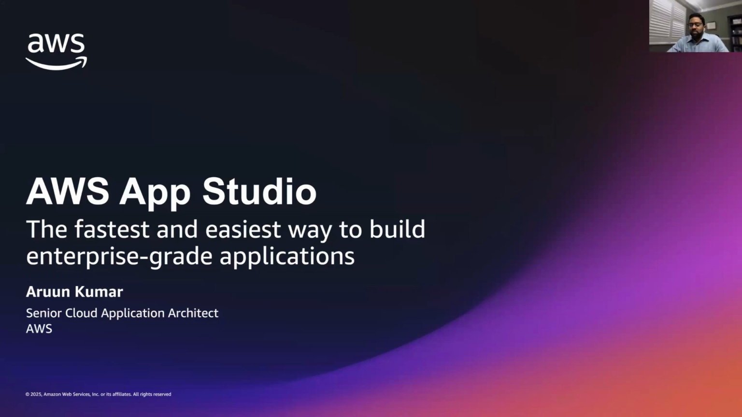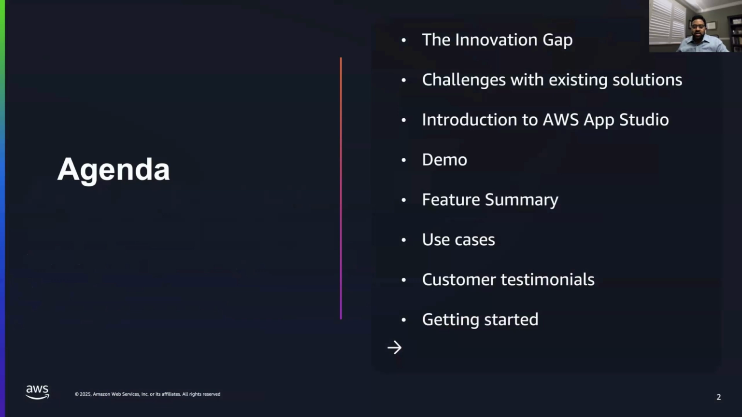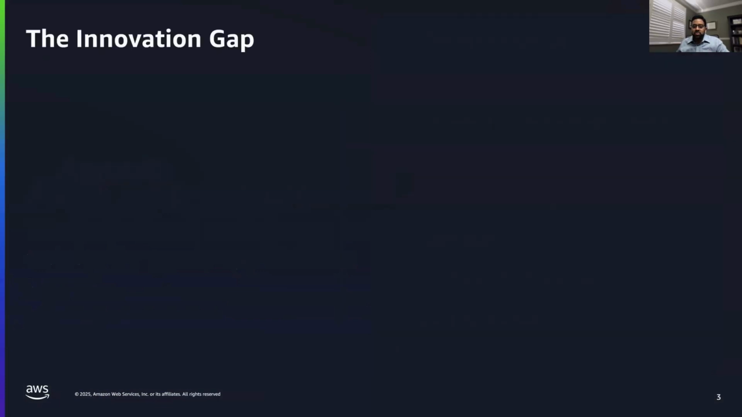Hello, everyone. Once again, my name is Arun Kumar, Senior Cloud Application Architect at AWS. Today, I'm excited to talk about transforming how we build enterprise applications using AWS App Studio. We are going to explore how this revolutionary platform bridges the gap between innovative ideas and real-world solutions. So, a quick look at the agenda, but I'll just quickly jump over.